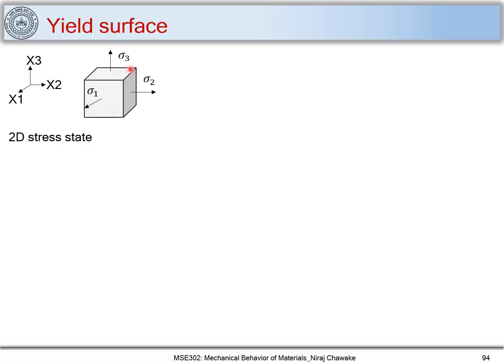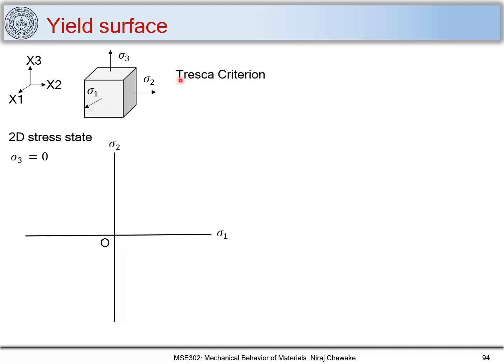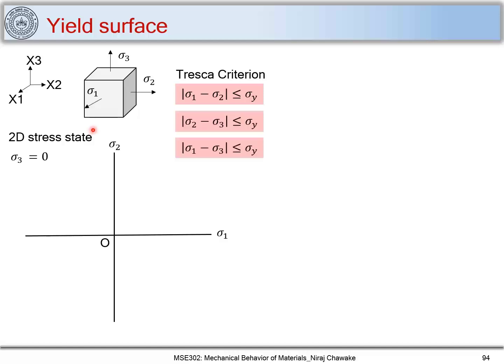So when you consider a 2D stress state, sigma 3 equal to 0, and let me plot sigma 1 and sigma 2 with the origin over here. And according to Tresca criteria, when sigma 1 minus sigma 2 is less than or equal to sigma y, the material will not yet yield. We have seen this in our previous slide. So based on the values of sigma 1, sigma 2, sigma 3 and yield stress, you can find out what the criteria for yielding can be.